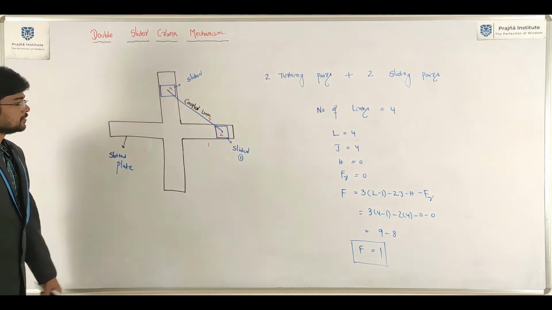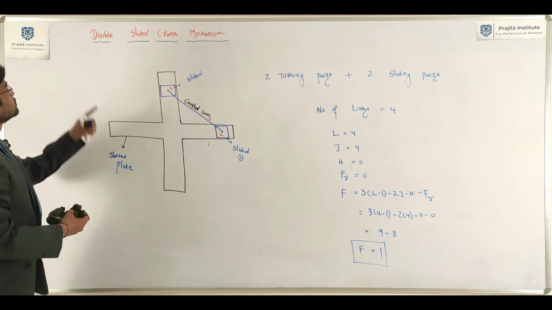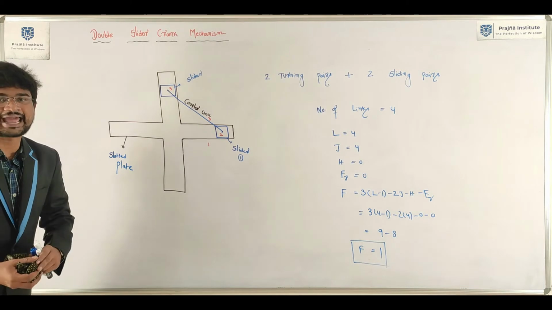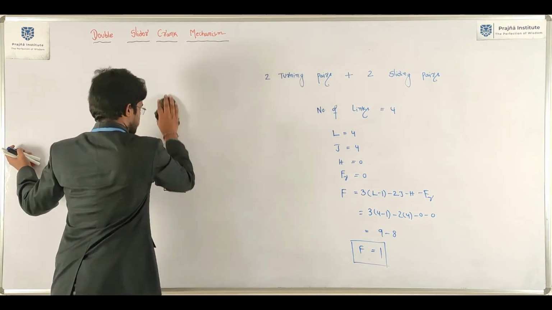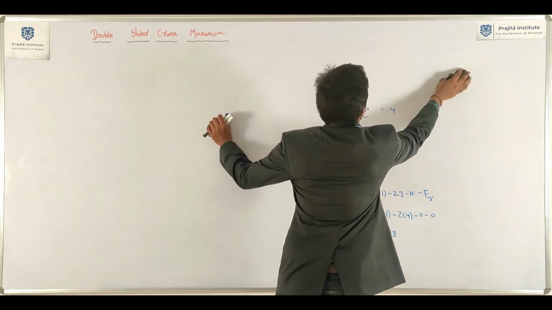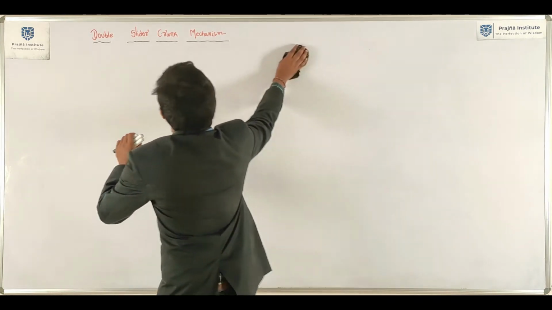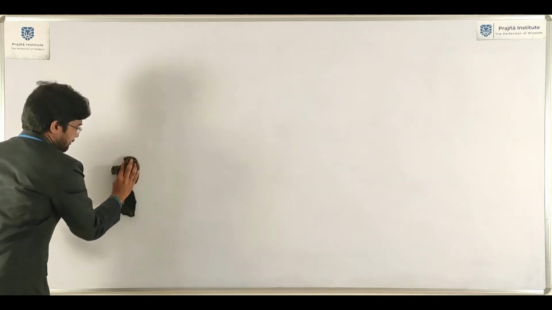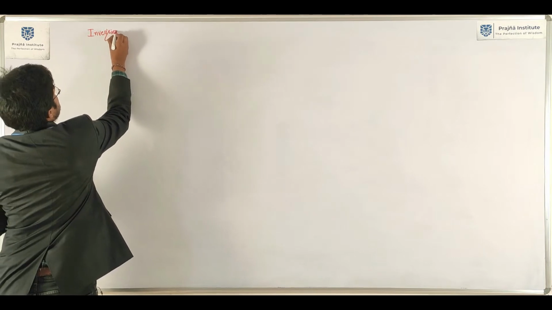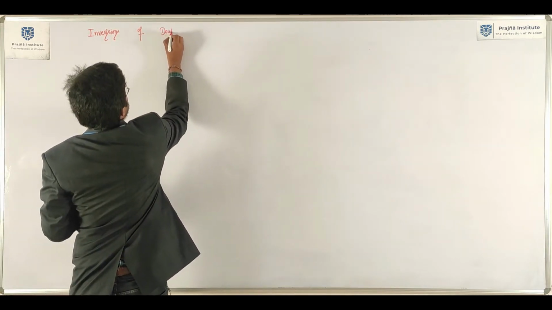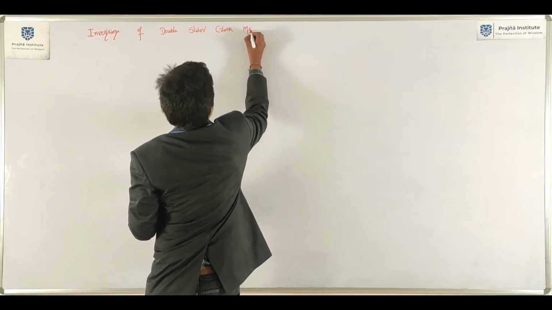Next, put a heading. Now put the heading: Inversions of double slider crank mechanism.